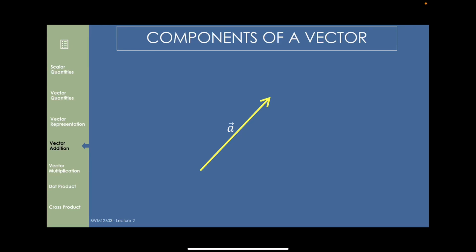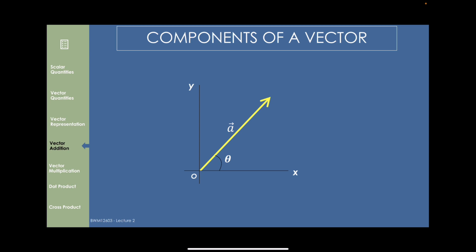A vector can be represented in terms of its components, and the number of components depends on the plane or space in which it is drawn. For example, if it is drawn in a two-dimensional plane x and y, it will have two components, and if it is drawn in three-dimensional space x, y, z, it will have three components. Now let us consider vector A as on your screen. It is drawn in the two-dimensional plane xy, and it makes an angle theta with the x-axis, which is its direction.